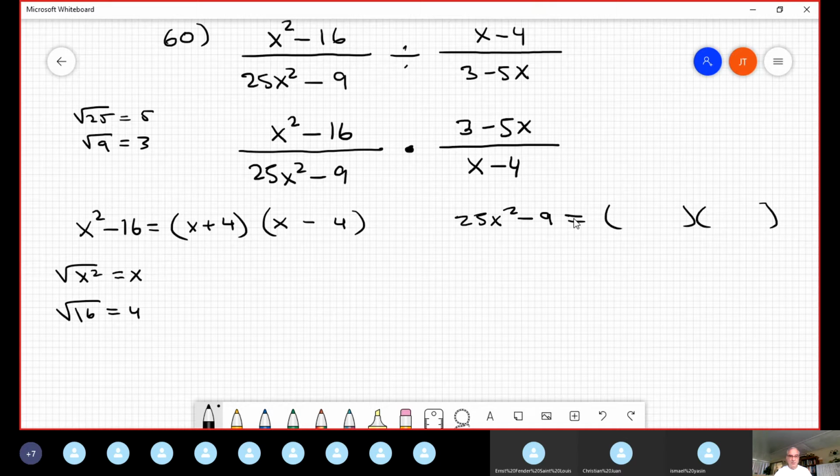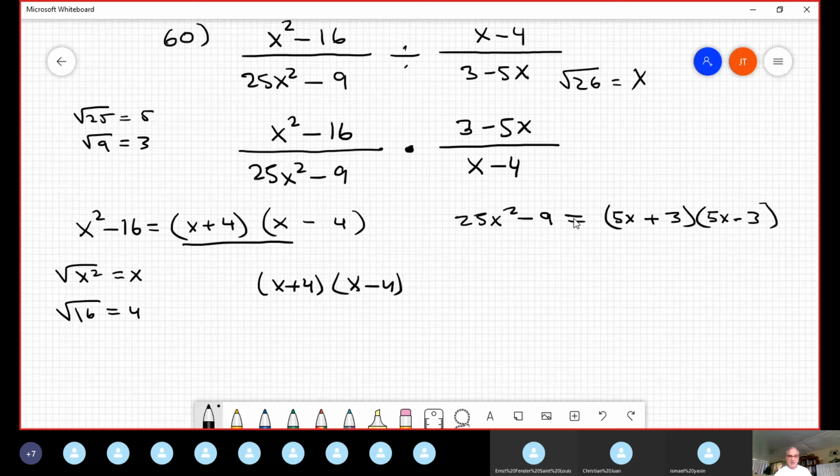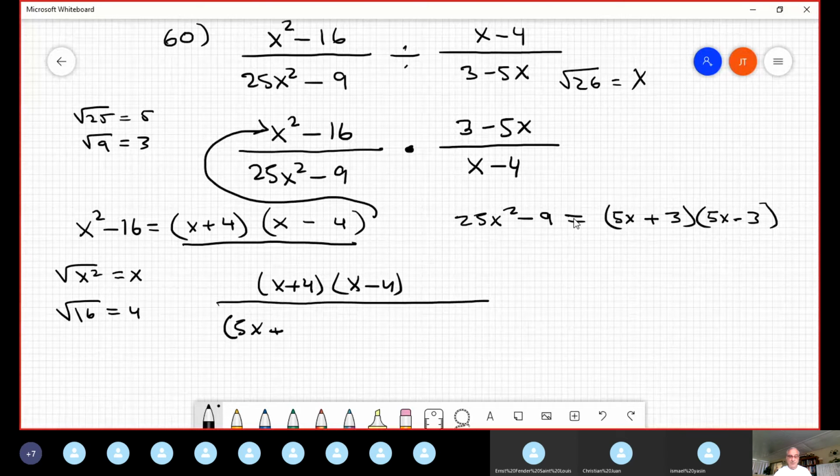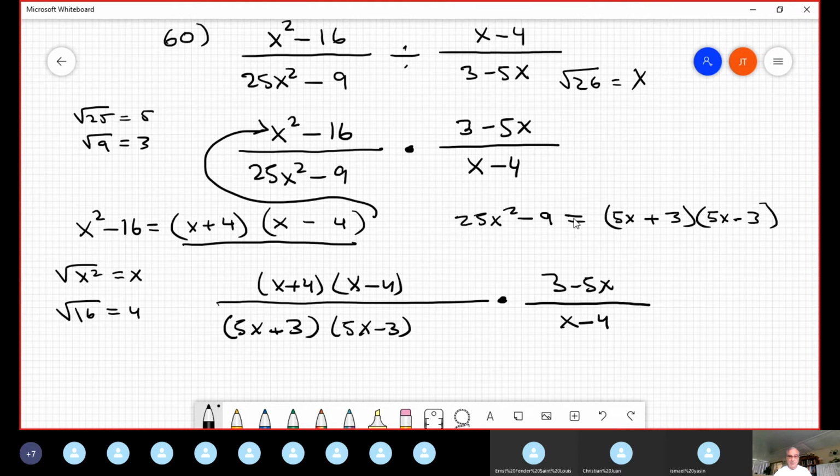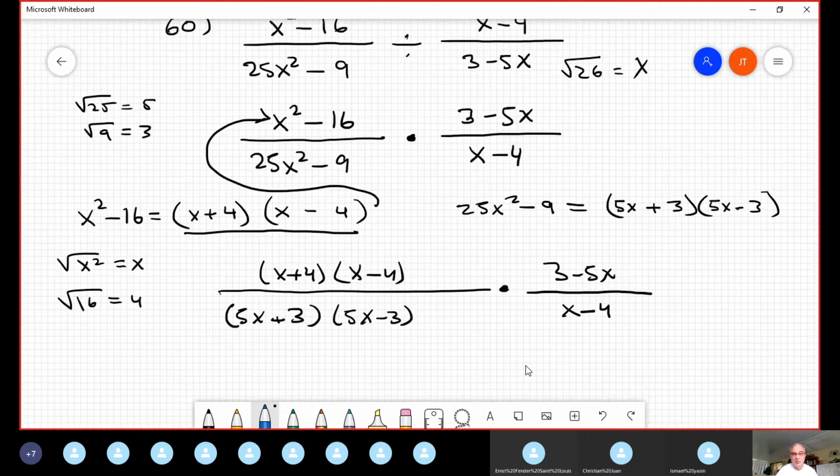x plus 4, x minus 4. So basically, I replace this here in the top of the first fraction. And the bottom of the second fraction is 5x plus 3. This is the bottom of the first, so 5x minus 3. Times, in the second fraction, we have 3 minus 5x and x minus 4. Okay, I take the green color, that is the color that I always use to cancel out.